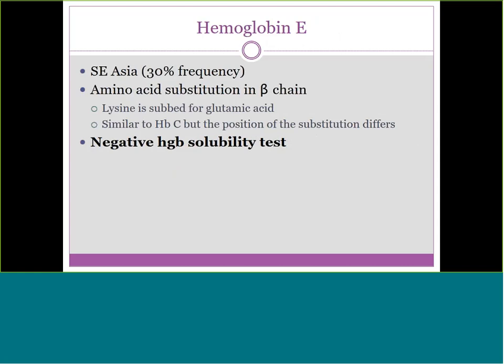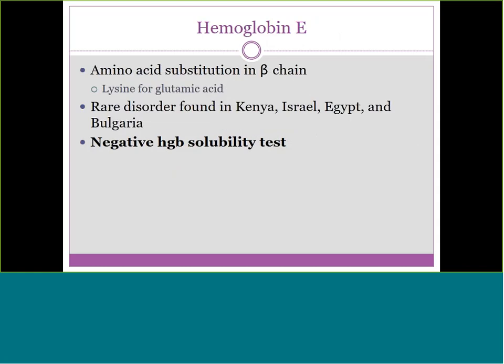This one tends to occur more in the Southeast Asia culture, 30% around. The amino acid substitution, again, is happening in the beta chain where lysine is being subbed for glutamic acid, but it's in a different spot. It's not the exact same as hemoglobin C. It's in a different location. The hemoglobin solubility test would be negative here since it's a different substitution that's not insoluble. And again, you would just confirm it with electrophoresis.